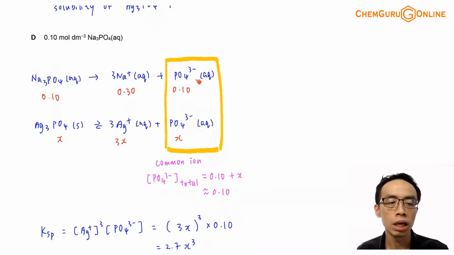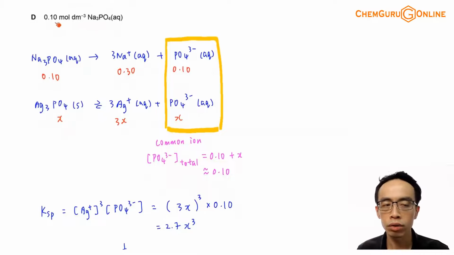Now finally for part D. Part D is another common ion. In this case, I'm adding 0.1 mol per dm cube sodium phosphate. So we should recognize that I am adding PO4 3-. Same idea here, 0.1 mol per dm cube of your salt will give me 0.3 mol per dm cube of Na+ and 0.1 mol per dm cube of PO4 3-. And same thing involving the dissociation of your silver phosphate. It will give me 3x concentration of Ag+, x concentration of PO4 3-. Now my common ion is phosphate, and the total phosphate concentration will be 0.1 plus x, 0.1 that comes from the sodium salt, x that comes from silver phosphate.